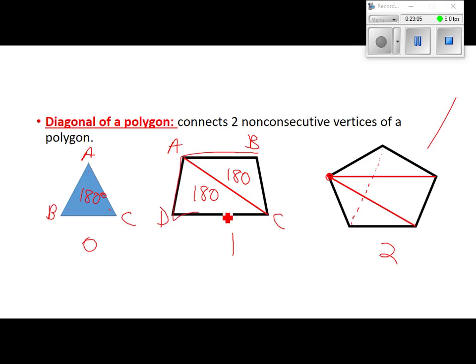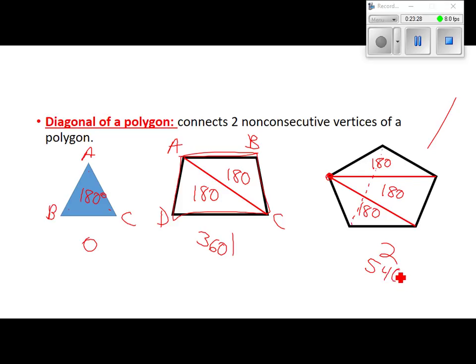Guess what all the angles in that quadrilateral add up to? 360. I mean, this triangle adds up to what? 180. What's 180 times 3? 520. Close. 540.